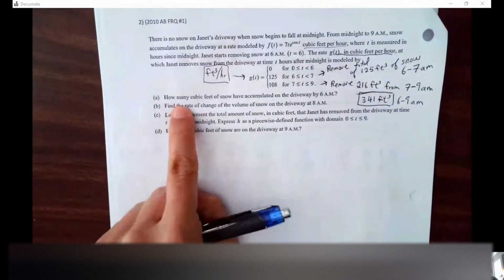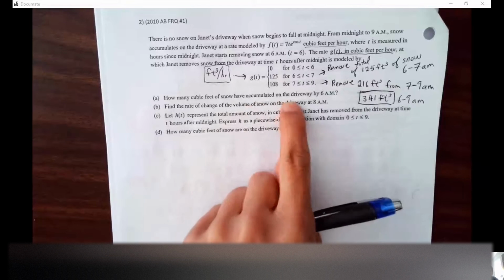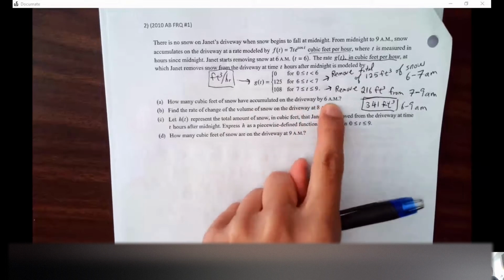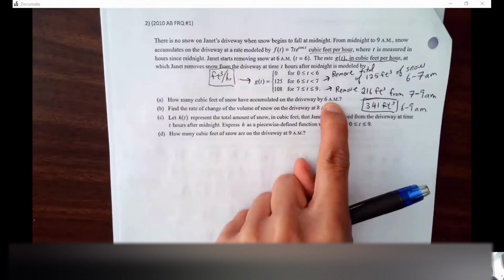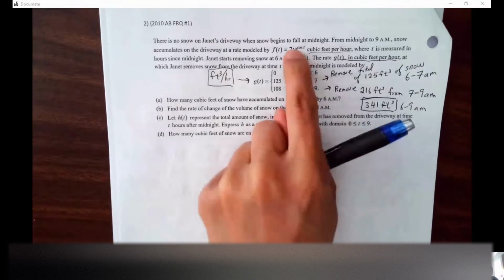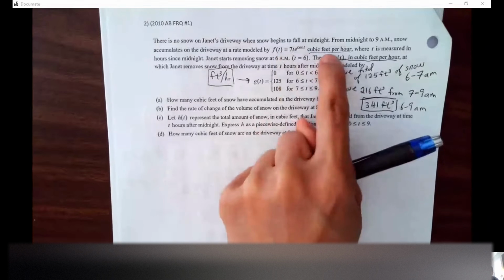All right, so part A says how much snow has accumulated on the driveway by 6 a.m.? So this is before Janet starts to shovel snow. So we know this is completely dependent on this f of t, on the rate at which snow is falling on the driveway.